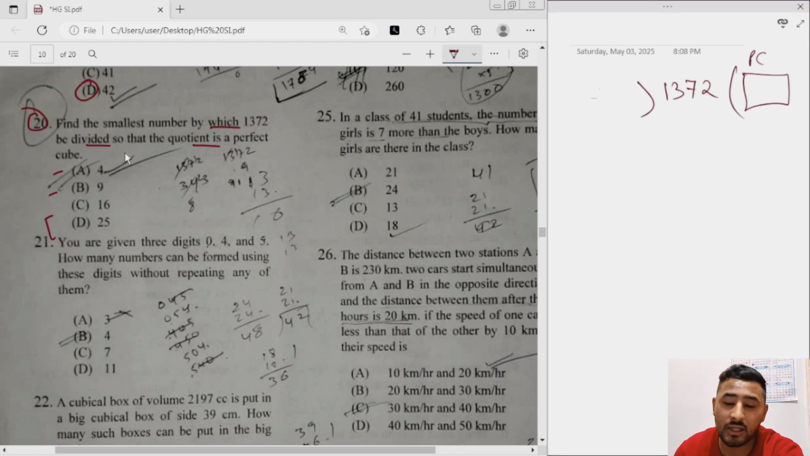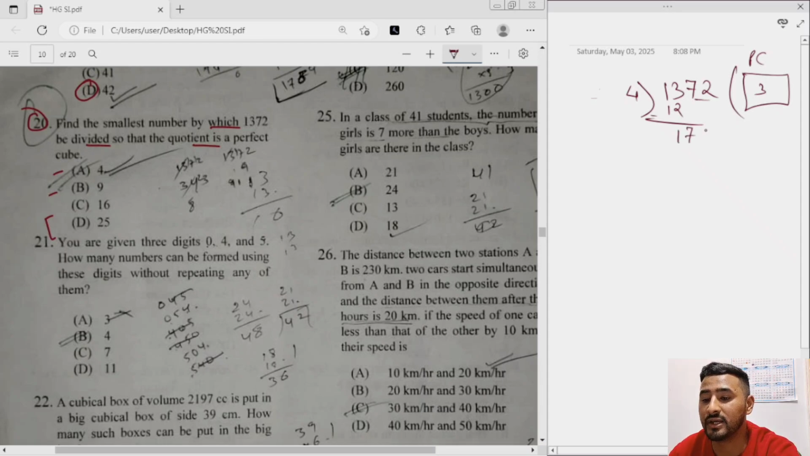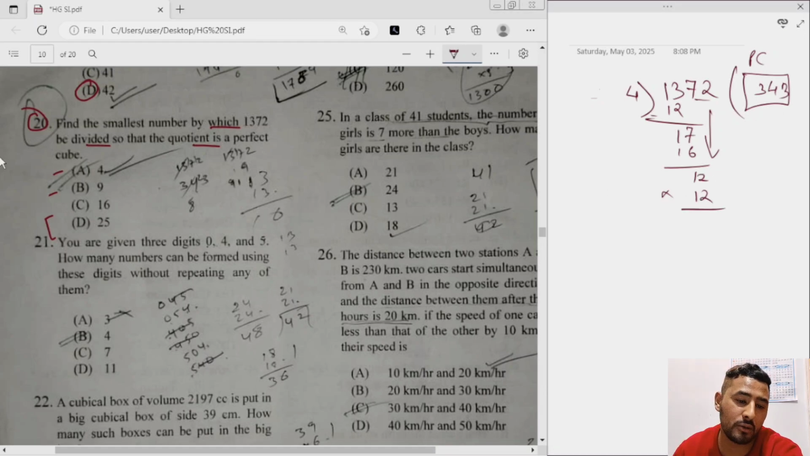So let us try dividing by 4. 4 3s are 12. I have already given the divisibility rule, you can try with that also. Since 72 is divisible by 4, the whole thing is divisible by 4. 4 4s are 16, and this 2 comes down. 4 3s are 12. So just looking at one option only, I got the answer. Option number A will be the correct answer.